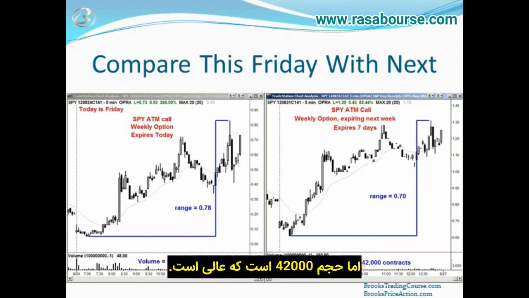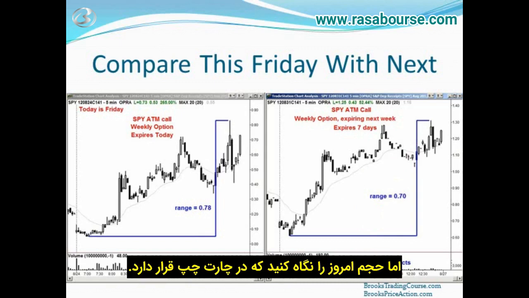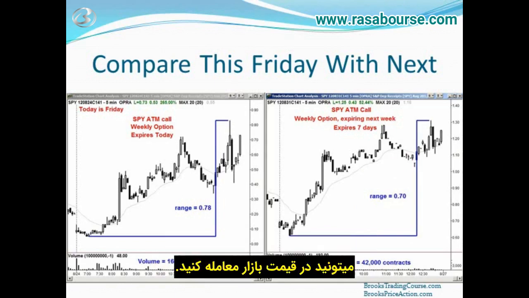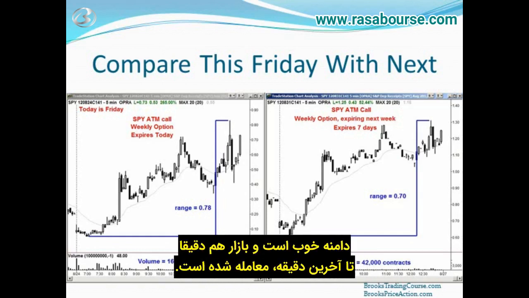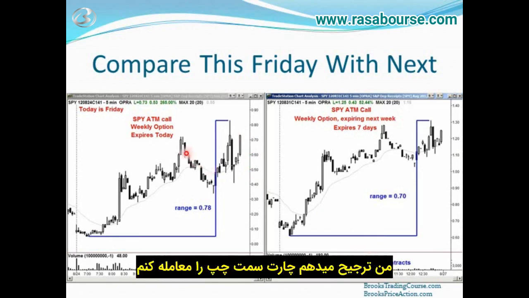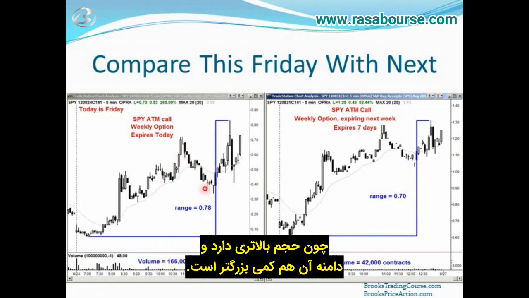But look at the volume, 42,000, which is great. But look at today's volume, okay, on the option trading today. 166,000 contracts today. Tremendous volume. You can trade it at the market. You don't have to worry about limit orders getting in, getting out. You can just trade it. You trade it at the market, and you have very good range. And the market traded well right up to the final minute of the day. 42,000 contracts. You can also trade at the market. To me, I would trade this: bigger volume and slightly bigger range.